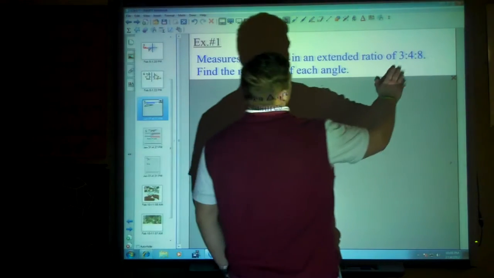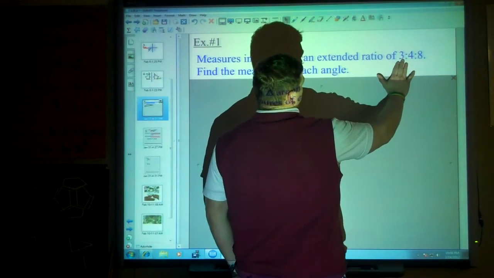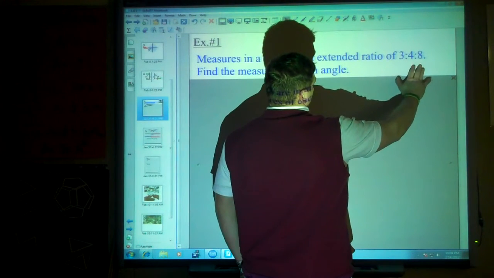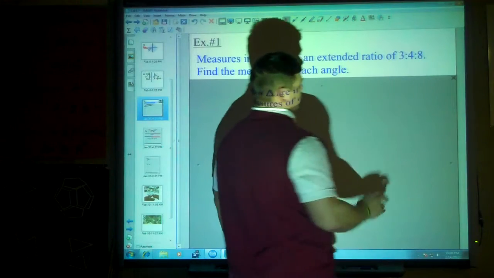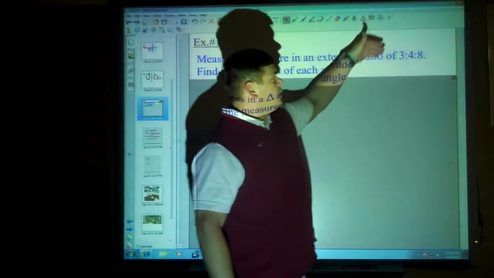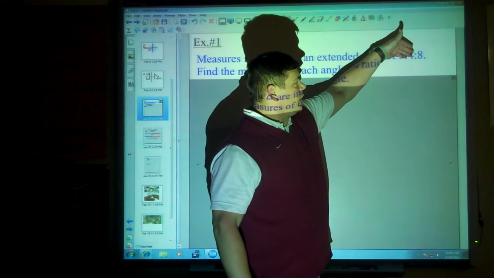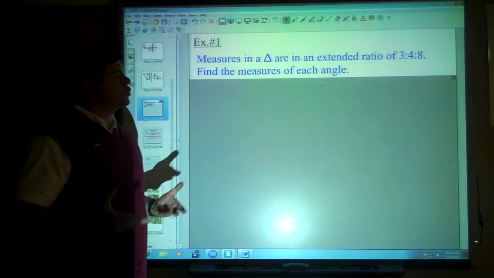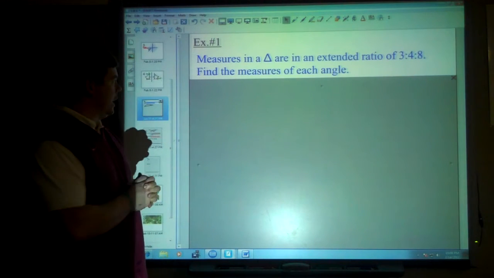Now, what this is saying is that for every 3 degrees you have in one angle, you have 4 in another. And for every 4 degrees, you would have 8 in another. There's for every 3, you would have 8 in the other corner. So there is a relationship between them. For example, if one corner was 30 degrees, the other one would be 40 degrees, and the other one would be 80 degrees. But we're dealing with a triangle, and the whole triangle must still total 180 degrees.